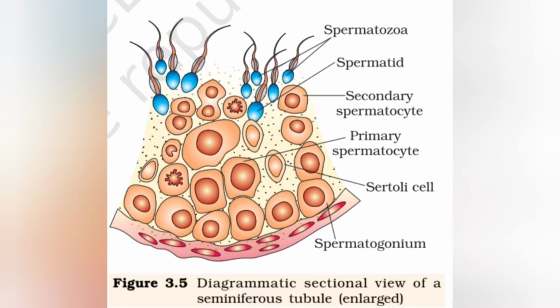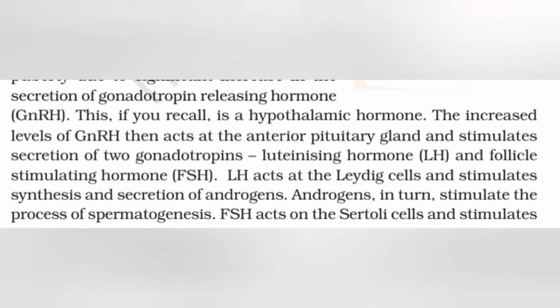Gonadotropin releasing hormone is known as GnRH. It is a hormone released by the hypothalamus. If you can recall, we have already studied this hormone in 11th standard. The increased level of GnRH then acts at the anterior pituitary and stimulates secretion of two gonadotropins. Underline the two gonadotropins: luteinizing hormone and follicle stimulating hormone, that is LH and FSH.